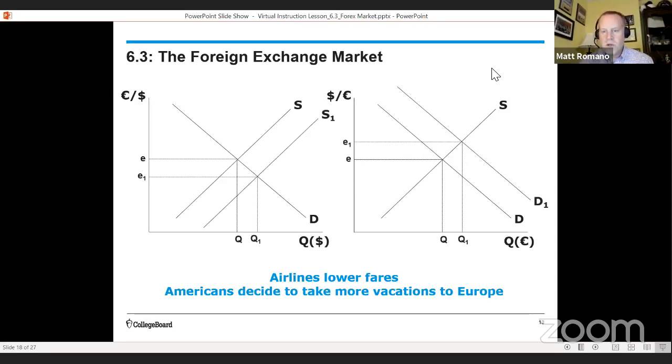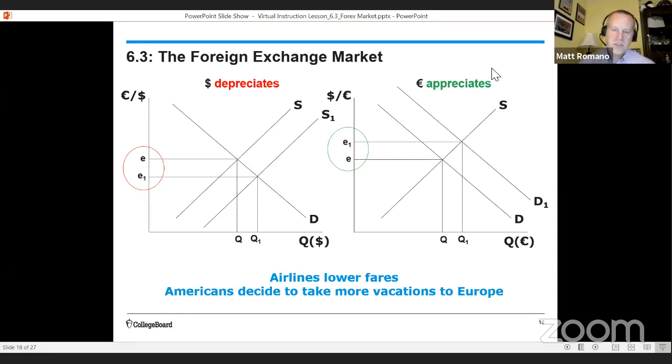We go from D to D1, causing the exchange rate to rise, the quantity of the market to also rise. And at the same time, there's going to be an increase in the supply of dollars on the foreign exchange market, causing the exchange rate to fall. How do we interpret that? On the left, the exchange rate falling for the dollar means that the dollar is depreciating relative to the euro. And on the right, with exchange rates rising, it takes more dollars to purchase 1 euro. The euro appreciates relative to the dollar.